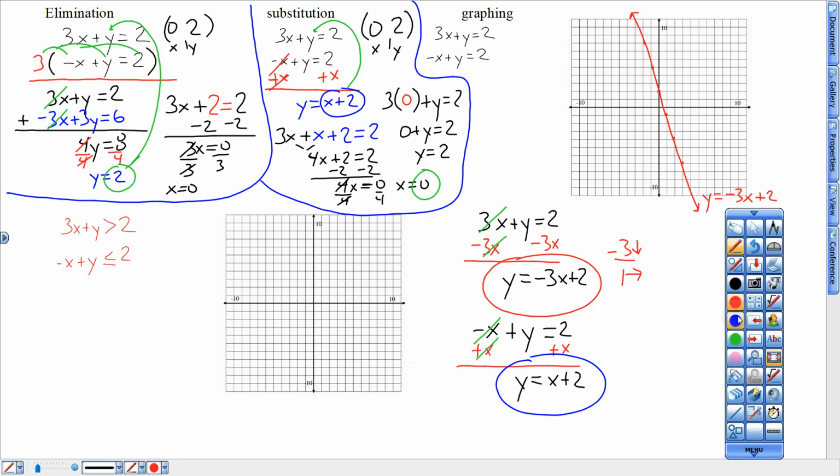Graph that second one. Positive 2, over 1, up 1. And I can see these two lines intersect at that same point, 0, 2. That is the coordinate, 0 for x, 2 for y.